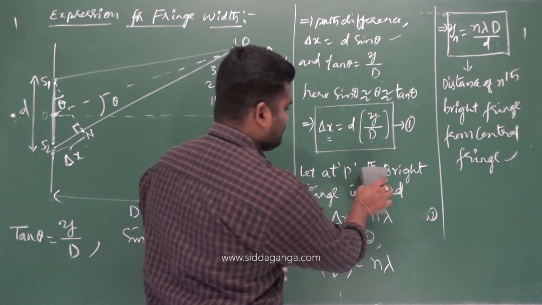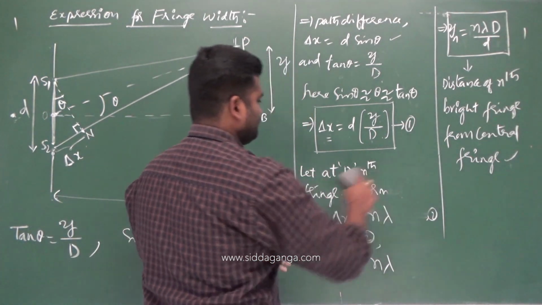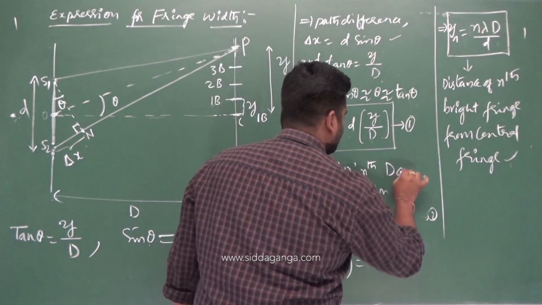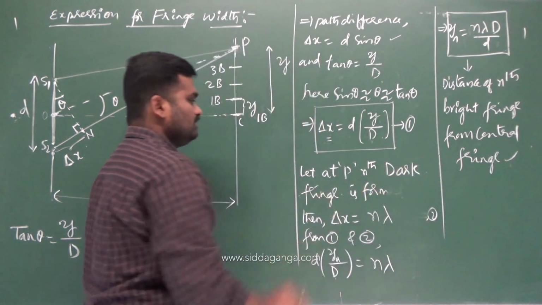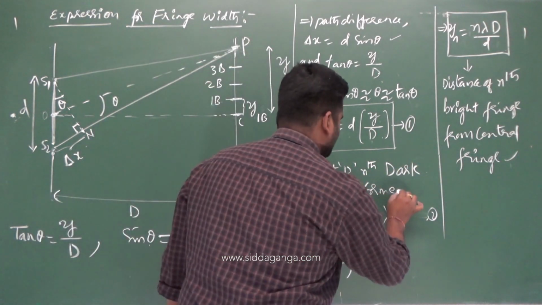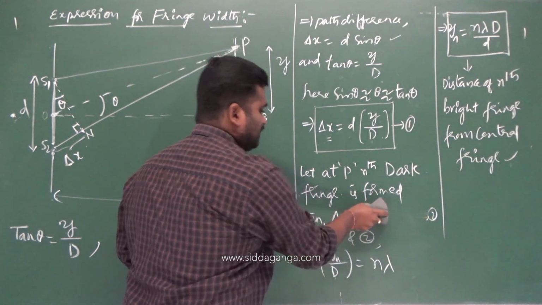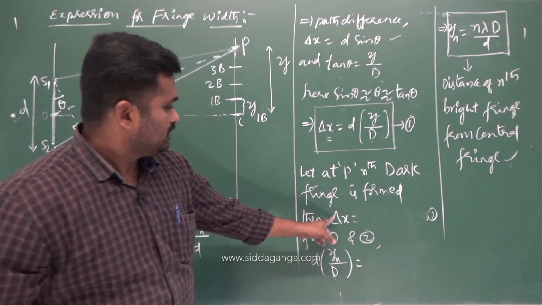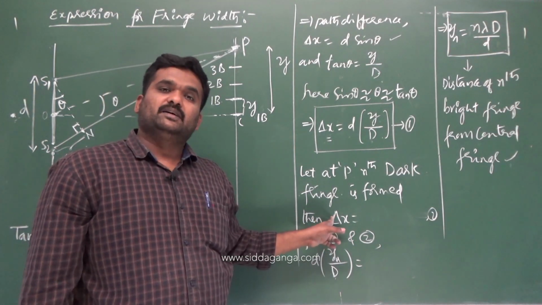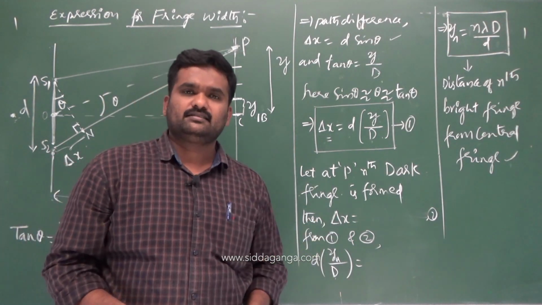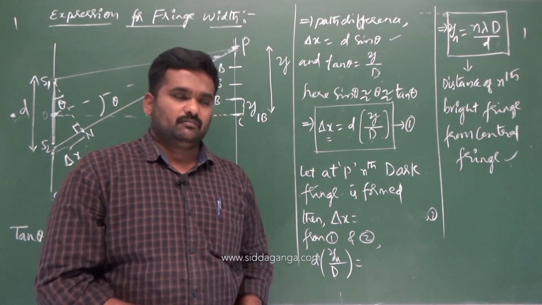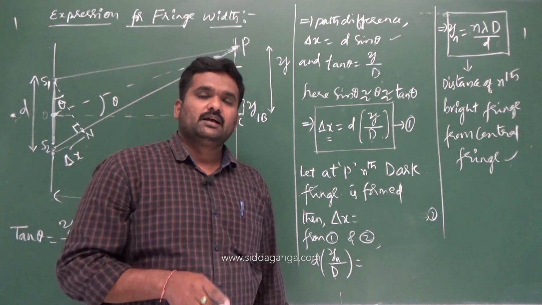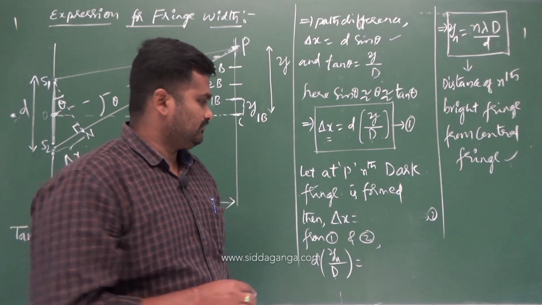So now, let the nth dark fringe be formed. What is going to be formed here now? Nth dark fringe is going to be formed at point P. If the nth dark is going to be formed, what should be the value of path difference for the nth dark fringe? Nth dark, in the sense, destructive interference should be formed. What is the value of path difference for destructive interference?